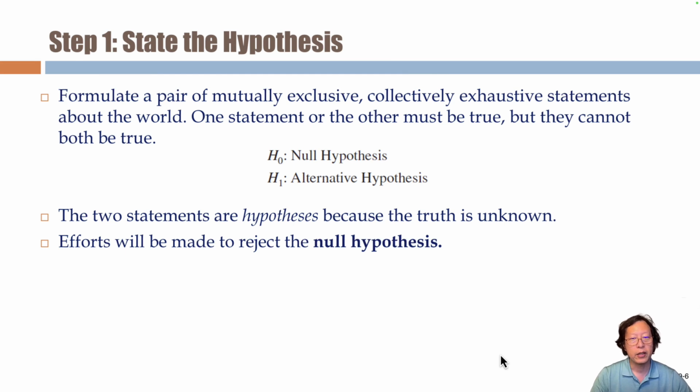So first, state the hypothesis. The null hypothesis is what we have before we collect the data, or sometimes what you are trying to prove. If we don't have strong enough evidence, we cannot say H1, the alternative hypothesis, is true. We will go back to H0.